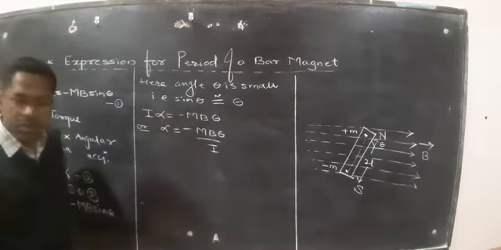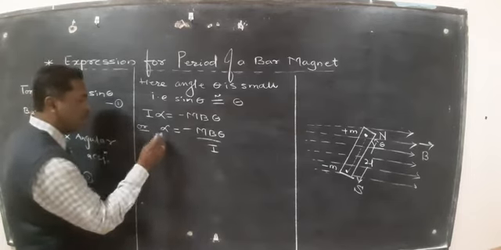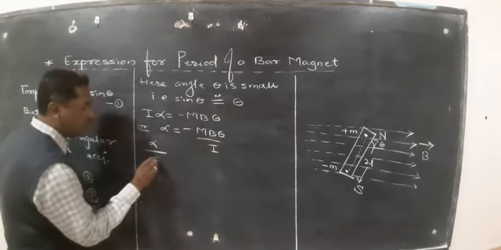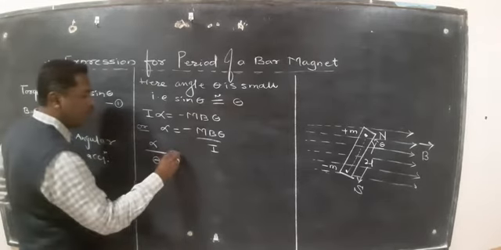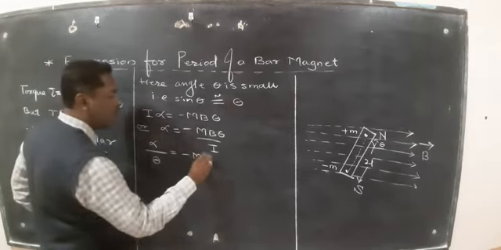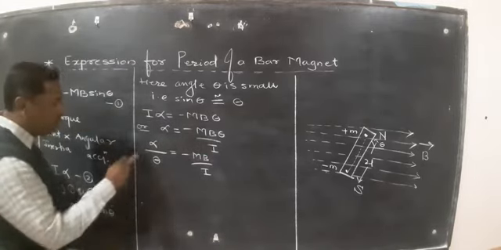This side goes to that side. What is this? This is the angular acceleration, or can also be written as angular acceleration per unit angular displacement theta. Theta is the angular displacement. What remains there? Minus mb upon I.